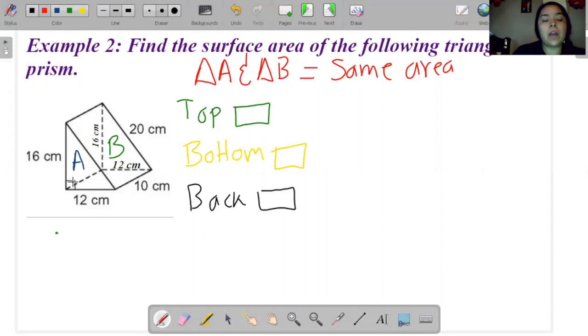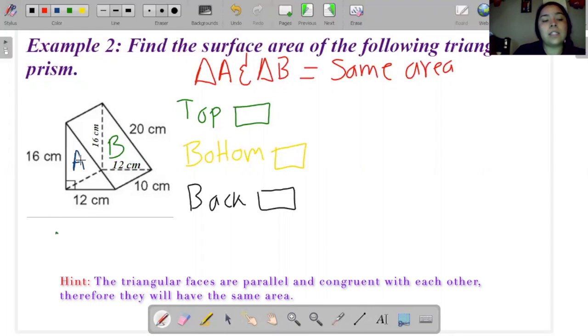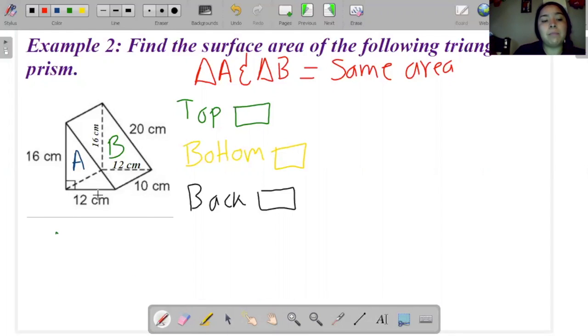So I noticed that triangular face A has the same height and same base as triangular face B. So which means that these two faces, A and B, will have the same area. So triangle A and triangle B will have the same area. And each rectangular face will have its own area because they have different measurements.